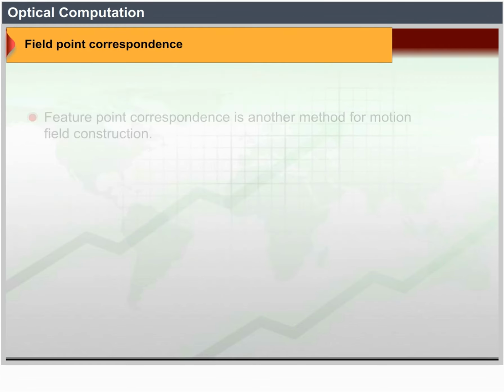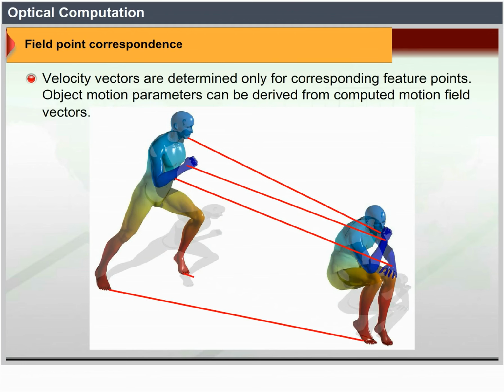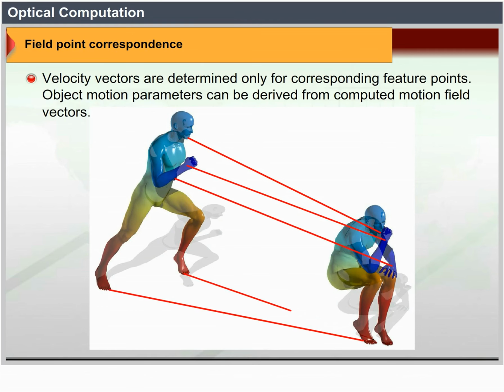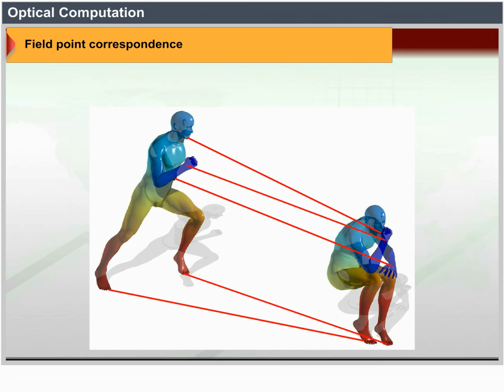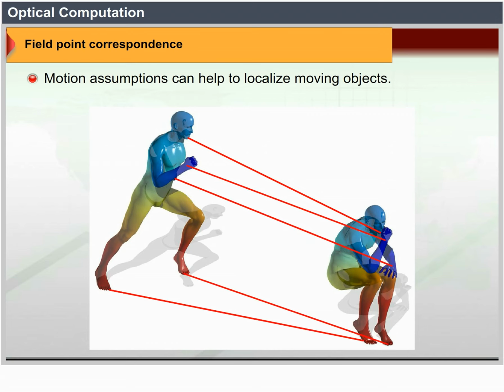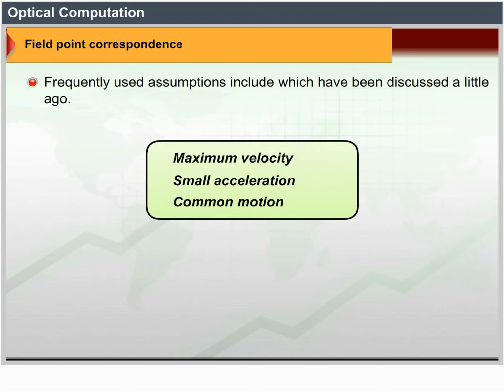Feature point correspondence is another method for motion field construction. Velocity vectors are determined only for corresponding feature points. Object motion parameters can be derived from the computed motion field vectors. Motion assumptions can help to localize moving objects. Frequently used assumptions include, like discussed above, maximum velocity, small acceleration, common motion.